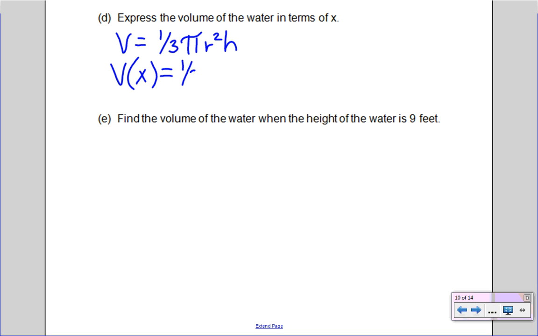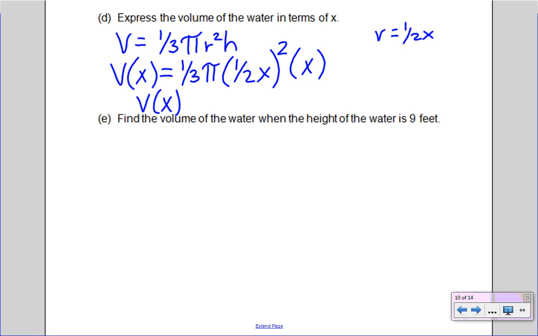So we're going to have 1/3 pi. And what did we just find in part C? The radius equals what? We found that the radius was half of the height. So instead of r, we're going to put 1/2 x, and we're going to square that because the radius is being squared. And then the height is x. I'm just putting it in terms of x instead of r's and h's.